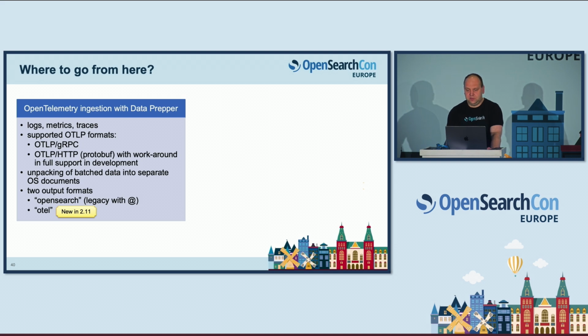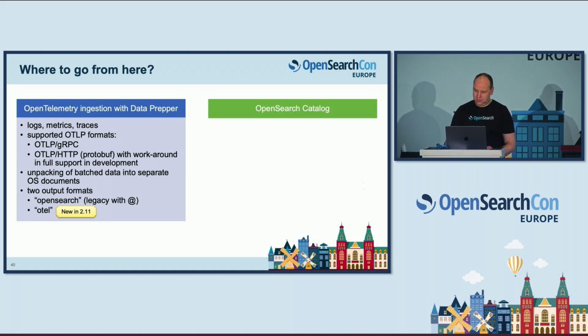So basically, we have been using this for quite some time. We've done the hard work, and now with the help of Krishna and David, we have provided this in Data Prepper so that other people have it much easier to use. So from here, there's something called the OpenSearch Catalog, and that's now the nice part. With the OTel output format, we are compatible. We have not been with the OpenSearch one, but with the new one we are.